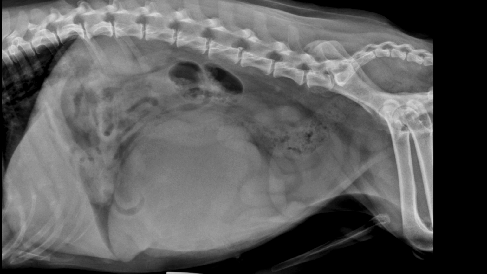There are some other anomalies. For example, here, if you look, the colon is slightly pushed dorsally by this rounded soft tissue opacity, which in this case is the prostate. I would consider this pretty much normal. It's likely due to some degree of benign prostatic hyperplasia, which is expected in a 15-year-old entire dog. There are some mild spinal changes. Those have been described in the full report that you can find attached to the case.